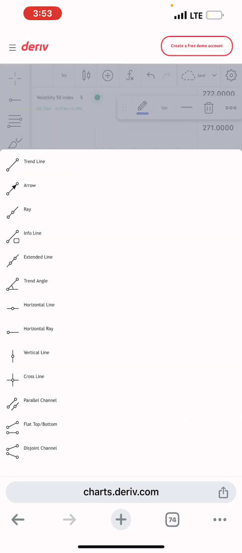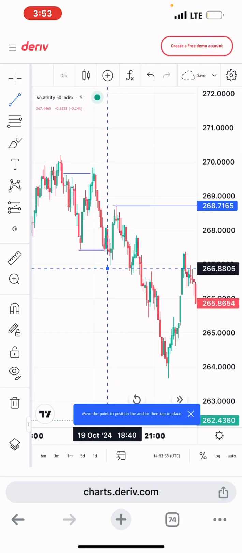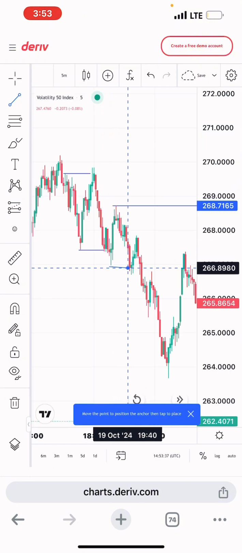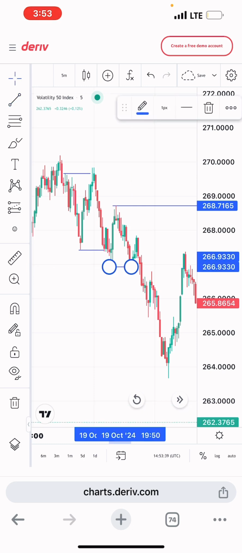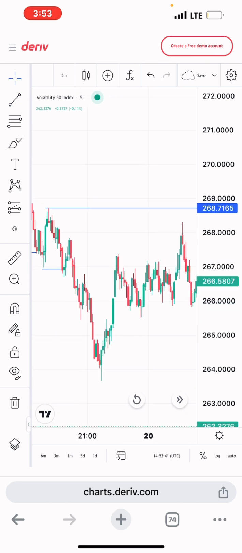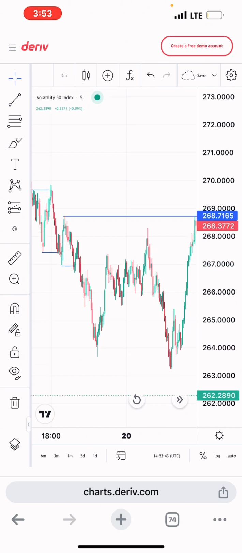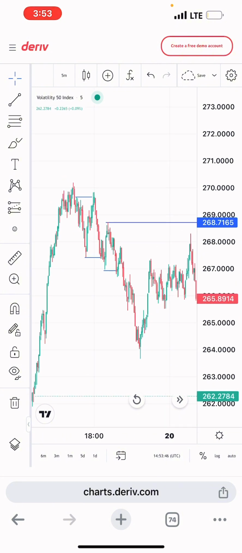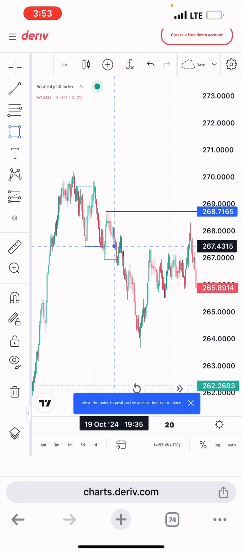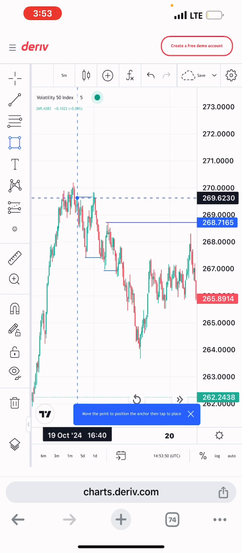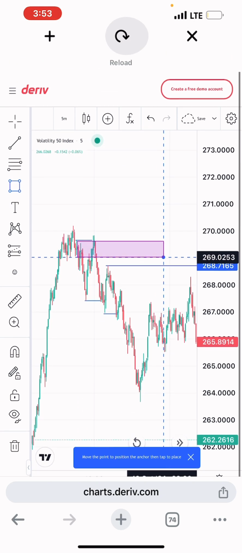And the next thing you're going to be looking for is a second break of structure. So you pick your trend line, you can clearly see our second break of structure right here. So the next thing we have to look out for now is to mark our POI. POI stands for point of interest. So that's the area which we are going to be interested in actually selling this market from.